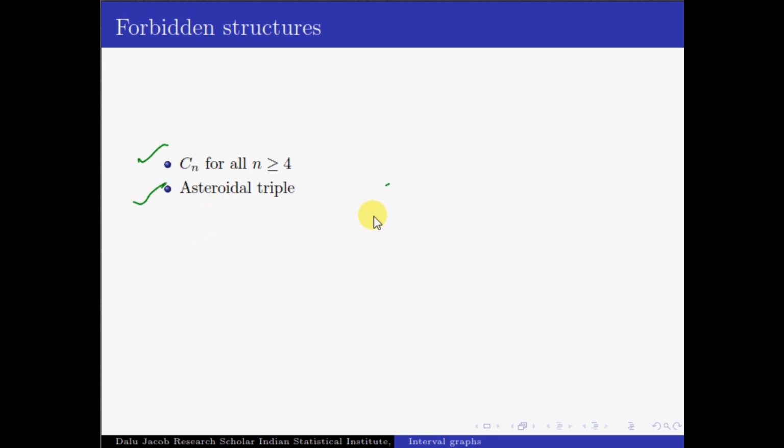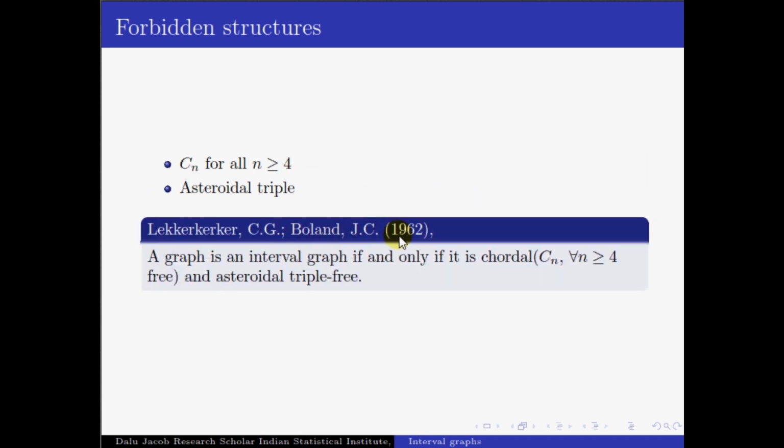So the one other good news over here is that these are not only necessary but also sufficient conditions, because these are the only two structures that we need to characterize interval graphs. In fact, Lekkerkerker and Boland in 1962 proved that a graph is an interval graph if and only if it is chordal and asteroidal triple free.